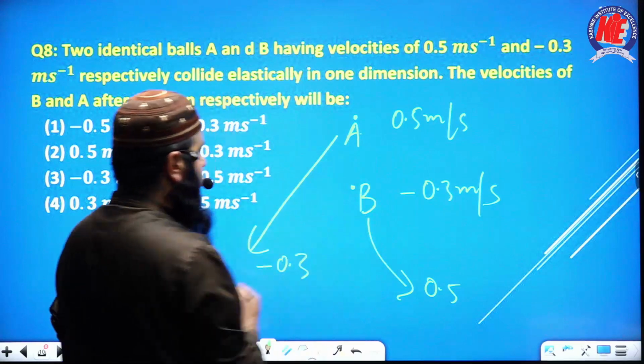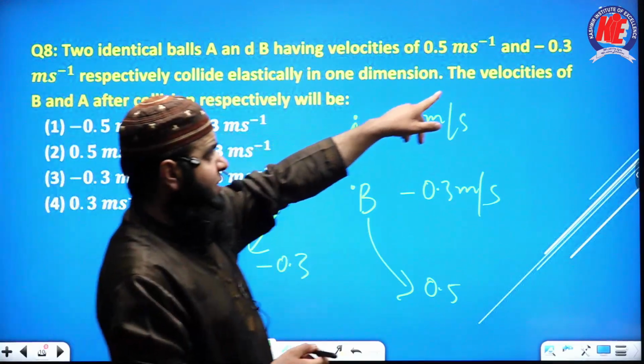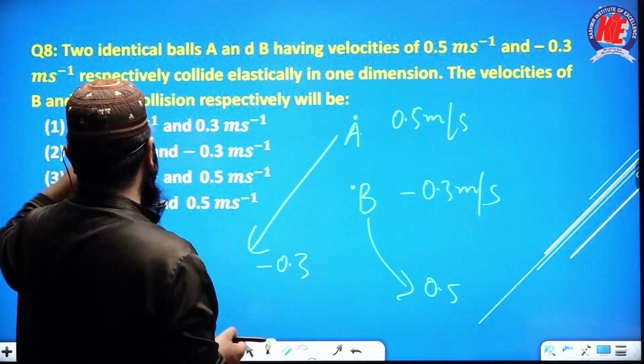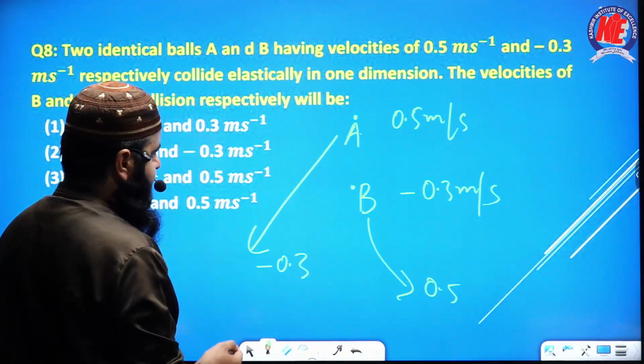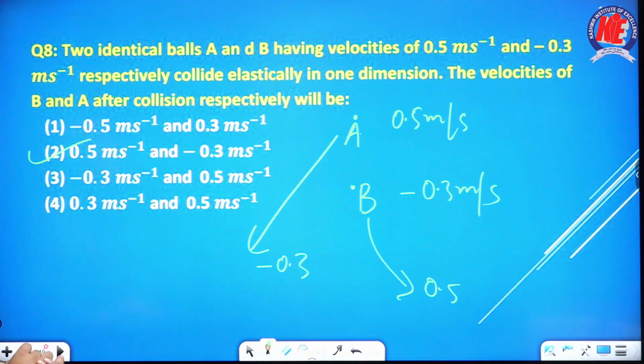That is the velocity of body A before collision. So B की, it says that, इसमें थोड़ा ख्याल रखिएगा, it's not velocities of A and B, it says B and A. तो B की बेटा 0.5 and A की minus 0.3. The second option is the right one.